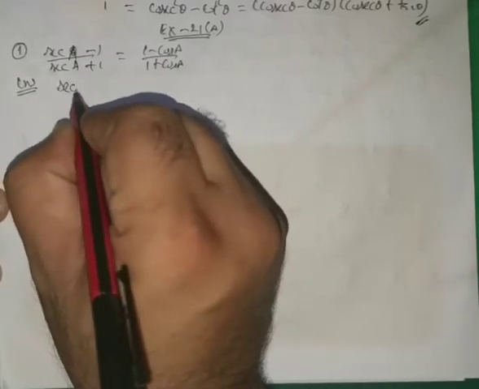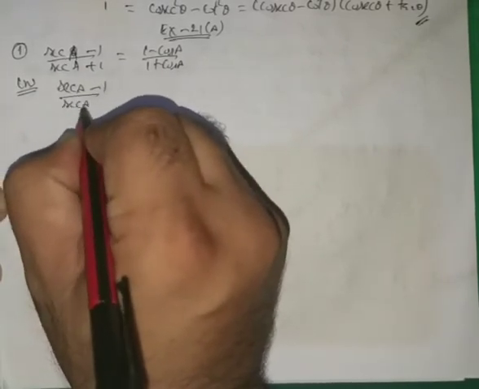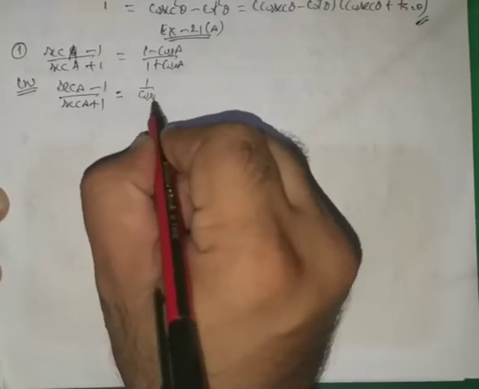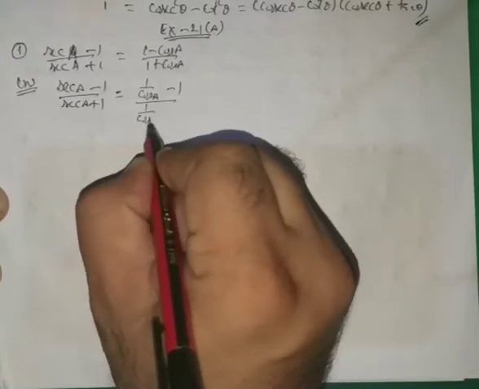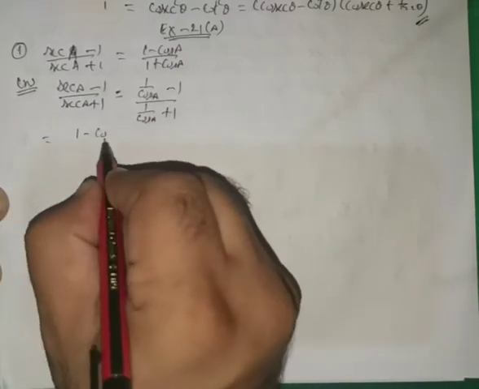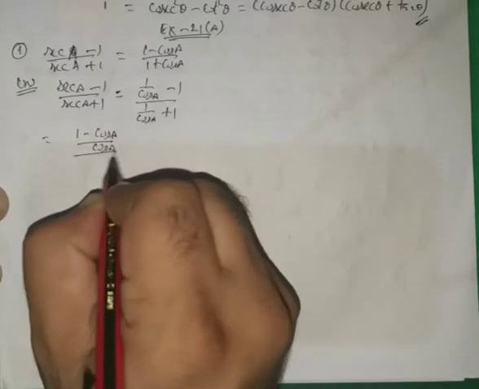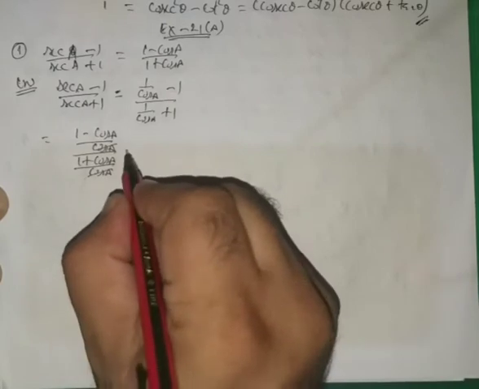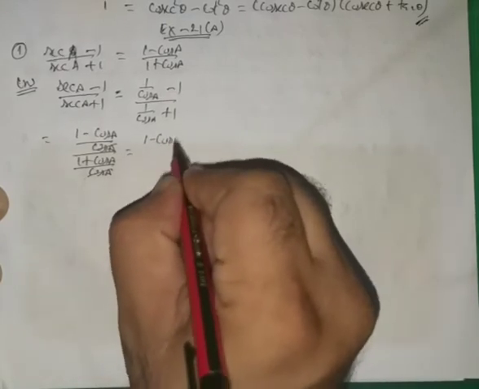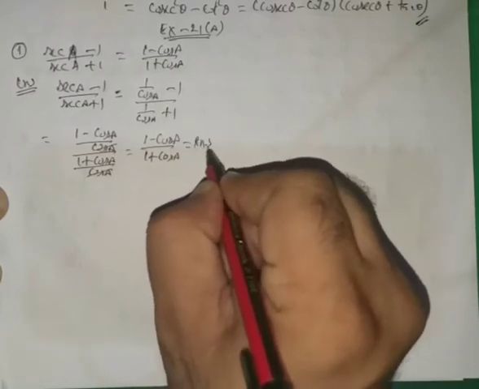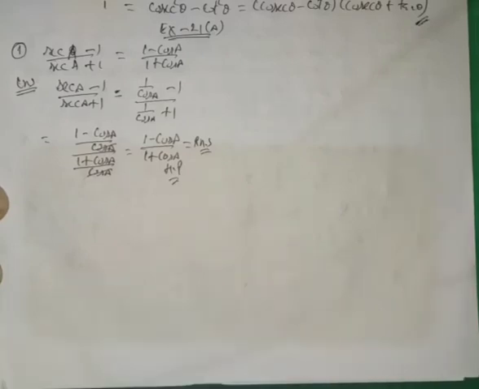So left hand side is (secant A minus 1) over (secant A plus 1). Secant A is 1 over cos A, so this is (1 over cos A minus 1) over (1 over cos A plus 1). Now I'm taking LCM. So this can be written as (1 minus cos A) over cos A divided by (1 plus cos A) over cos A. So now this cos will get cancelled with this. So overall what is left is (1 minus cos A) over (1 plus cos A). So this is now equal to the right hand side. Hence proved. So in this way we have to solve the questions.